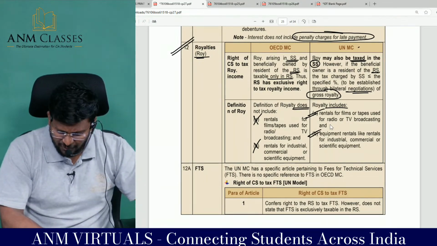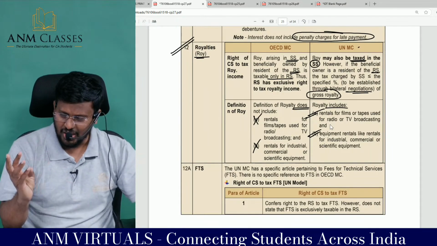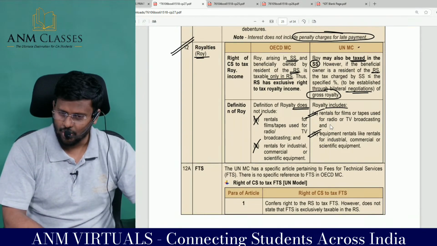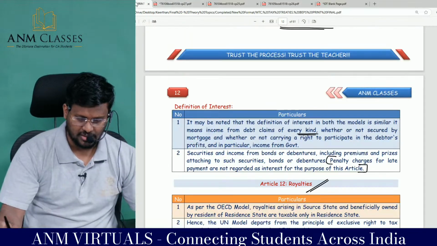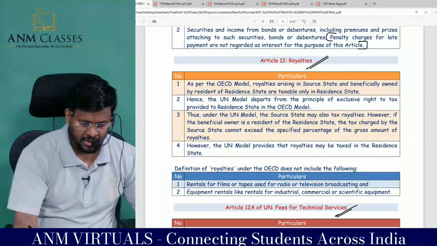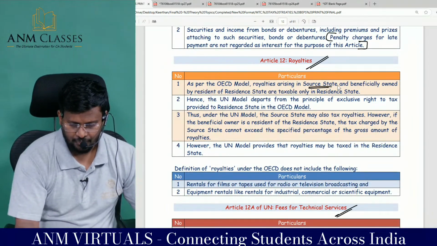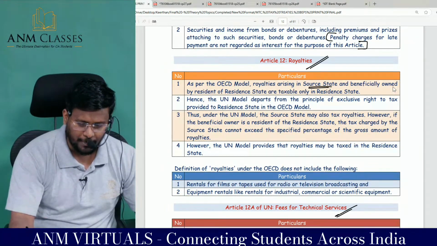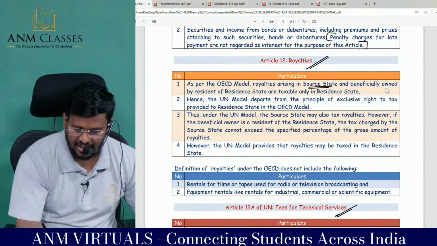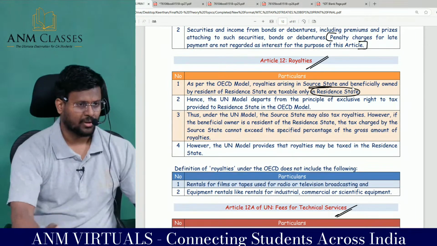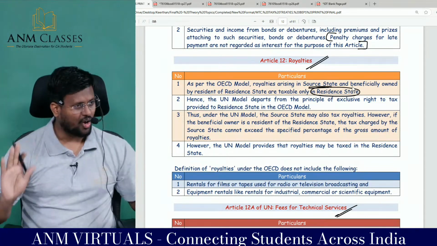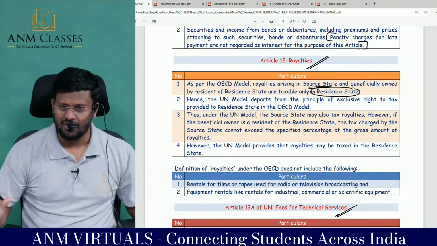Next one, scientific equipment. Rentals for industrial, commercial or scientific equipment. If you are getting any income, that will be treated as ROI. Now, as per the OECD model, ROI arising in what state, and beneficially owned by a resident state, is taxable only in what state? So, as per OECD, ROI will only be taxed in the resident state.